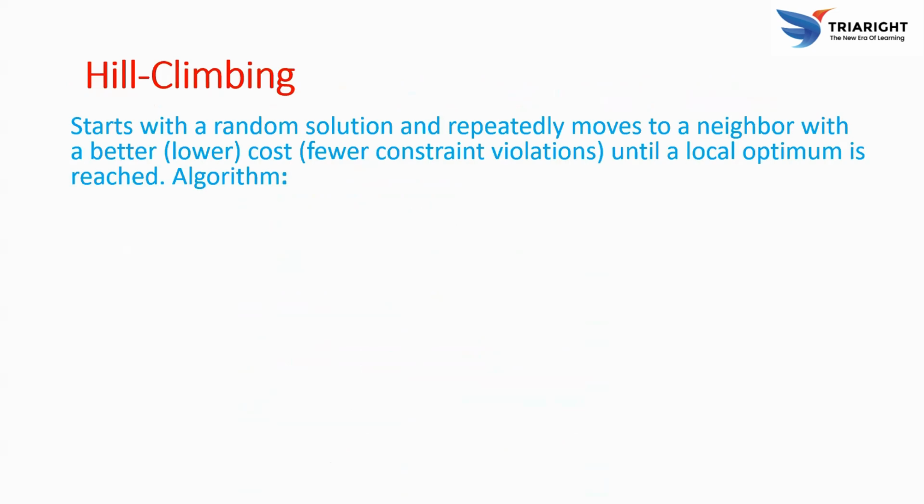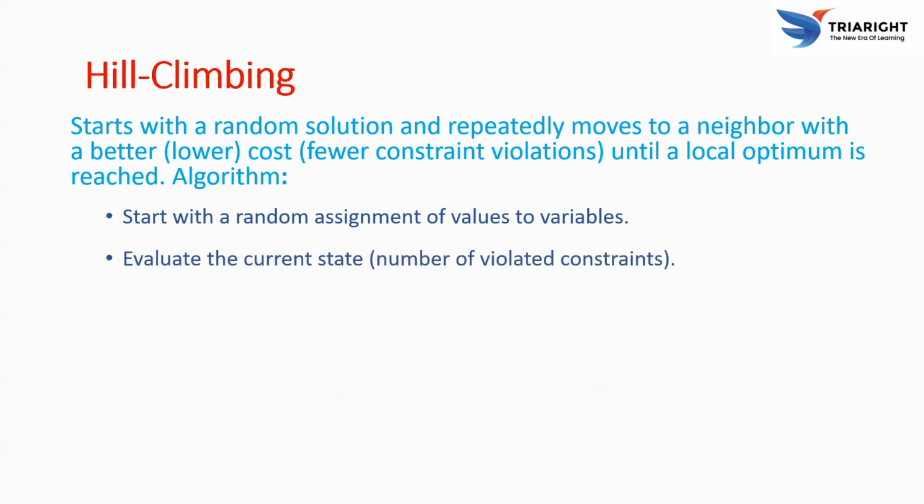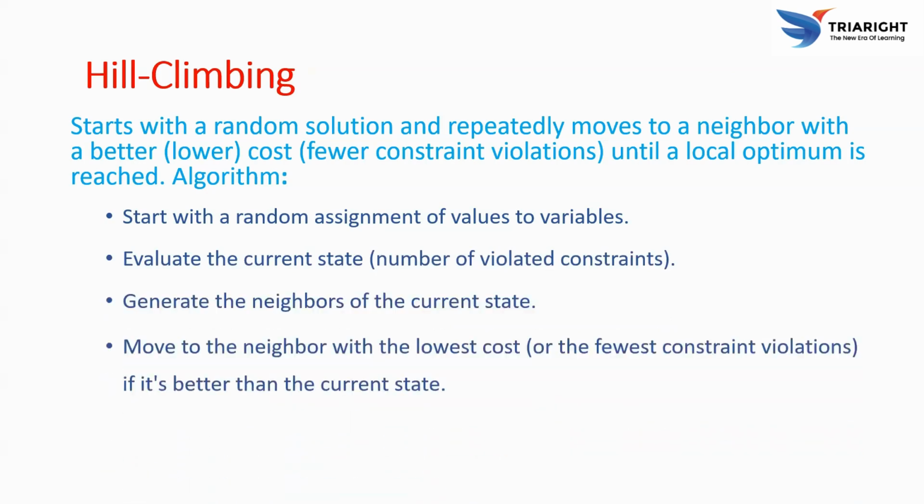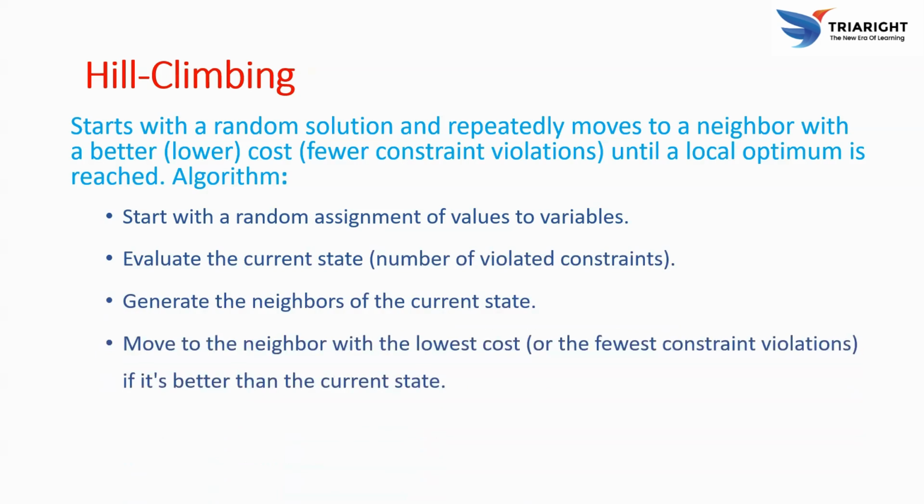So here we start first with hill climbing. Start with a random solution and repeatedly move to the neighbor with a better, lower cost or fewer constraint violations, until a local optimum is reached. The algorithm starts with a random assignment of values to variables and evaluates the current state, the number of violated constraints, and generates the neighbors of the current state and moves to the neighbor with the lowest cost or the fewest constraint violations if it is better than the current state. Repeat steps 2, 3 until no more improving neighbors can be found.